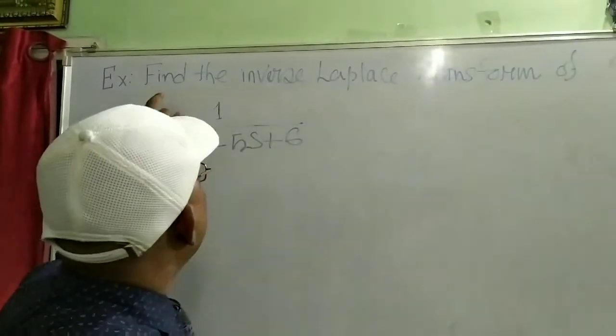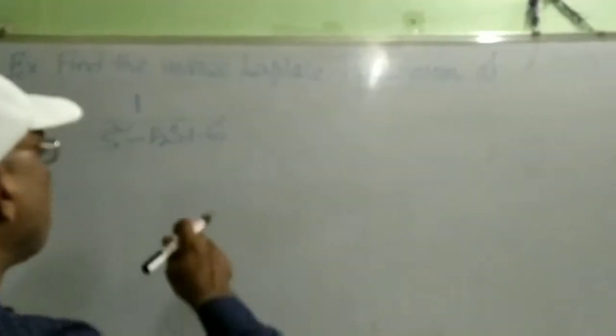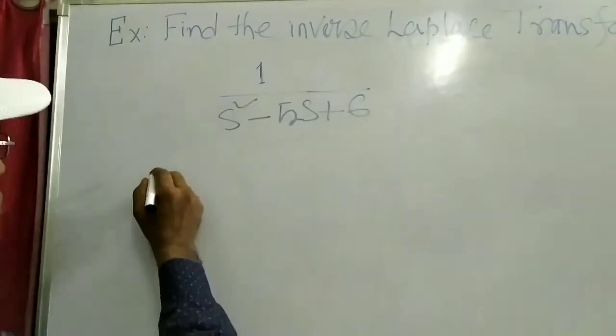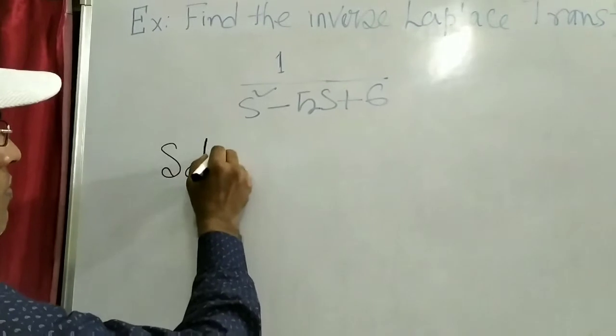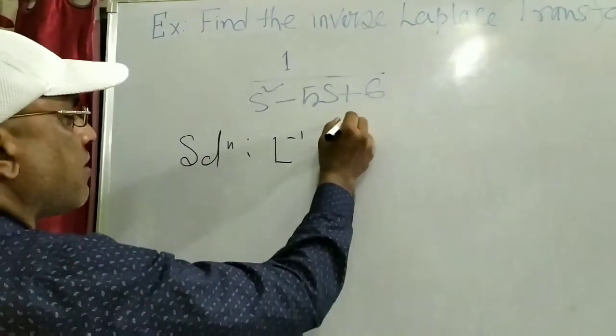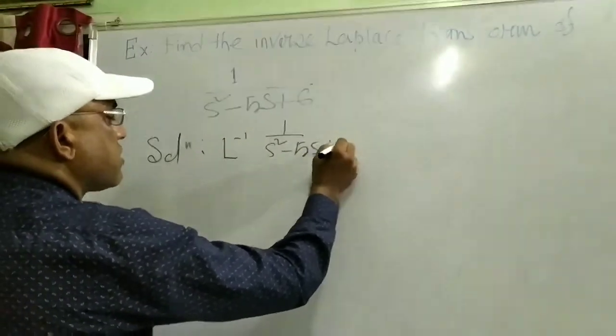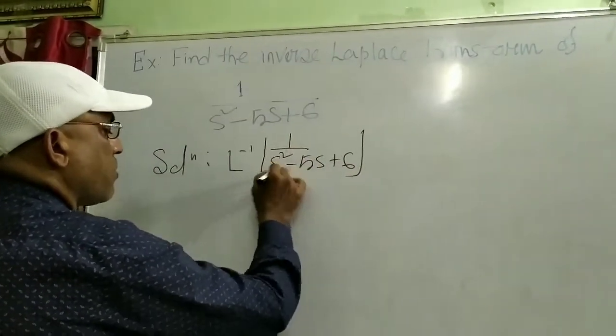Now let us consider this example. Find the inverse Laplace transform of 1 by s square minus 5s plus 6. Now we want to solve this problem. L inverse 1 by s square minus 5s plus 6. We want to solve this problem.